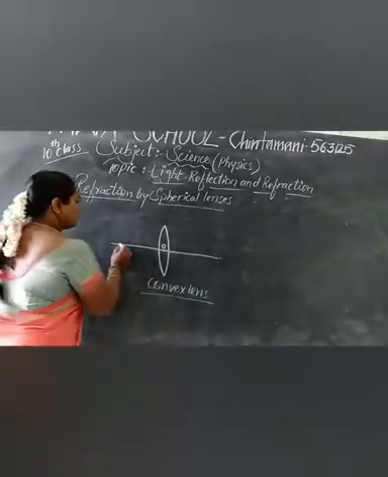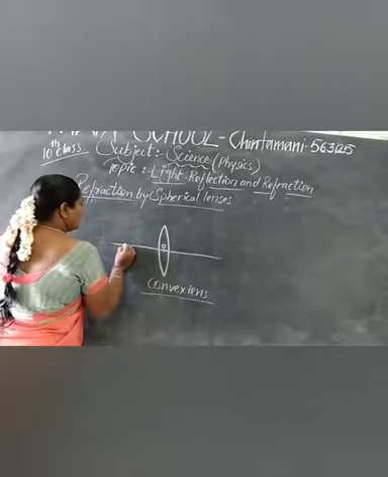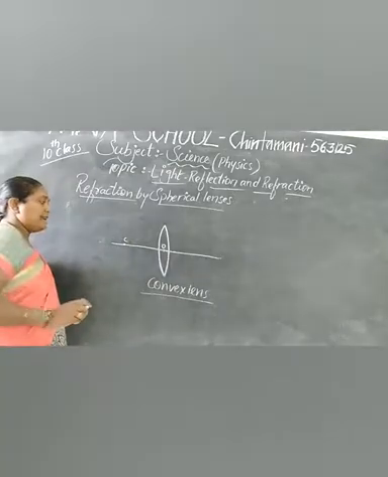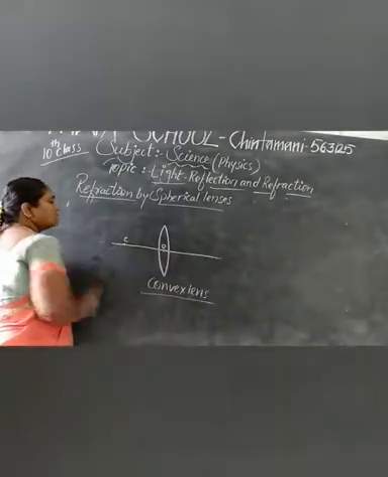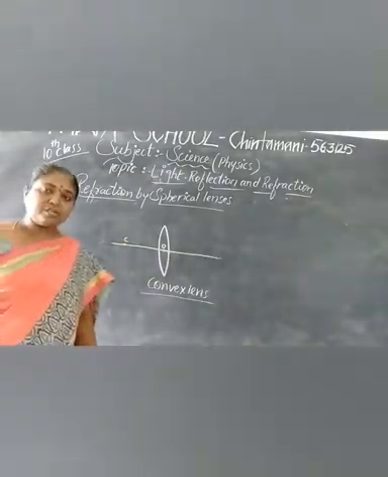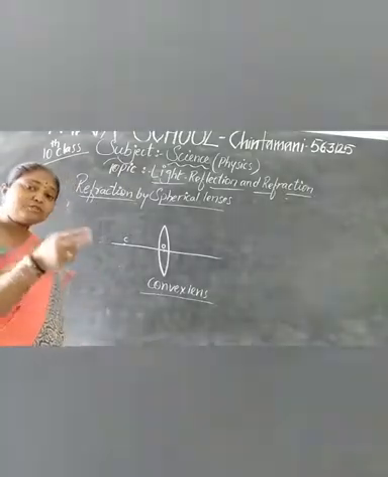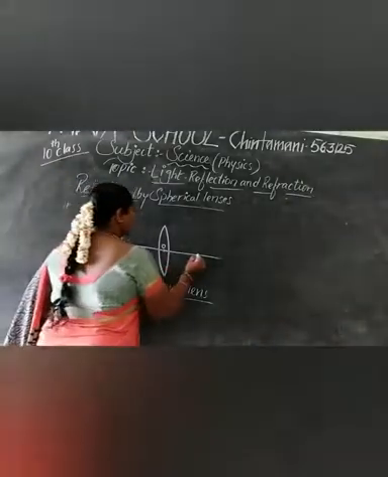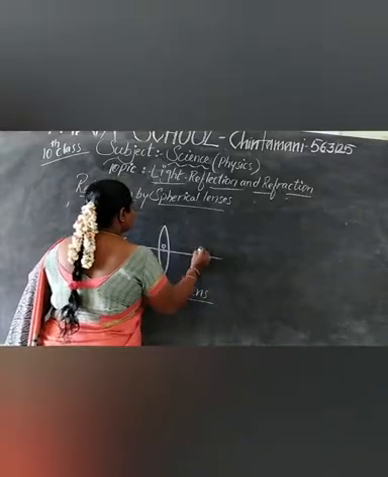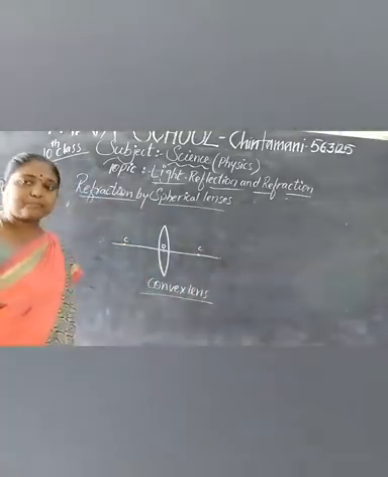Then here we are going to take the point on the principal axis. This is called the center of curvature. So here we have two centers of curvature. This is also called the center of curvature.